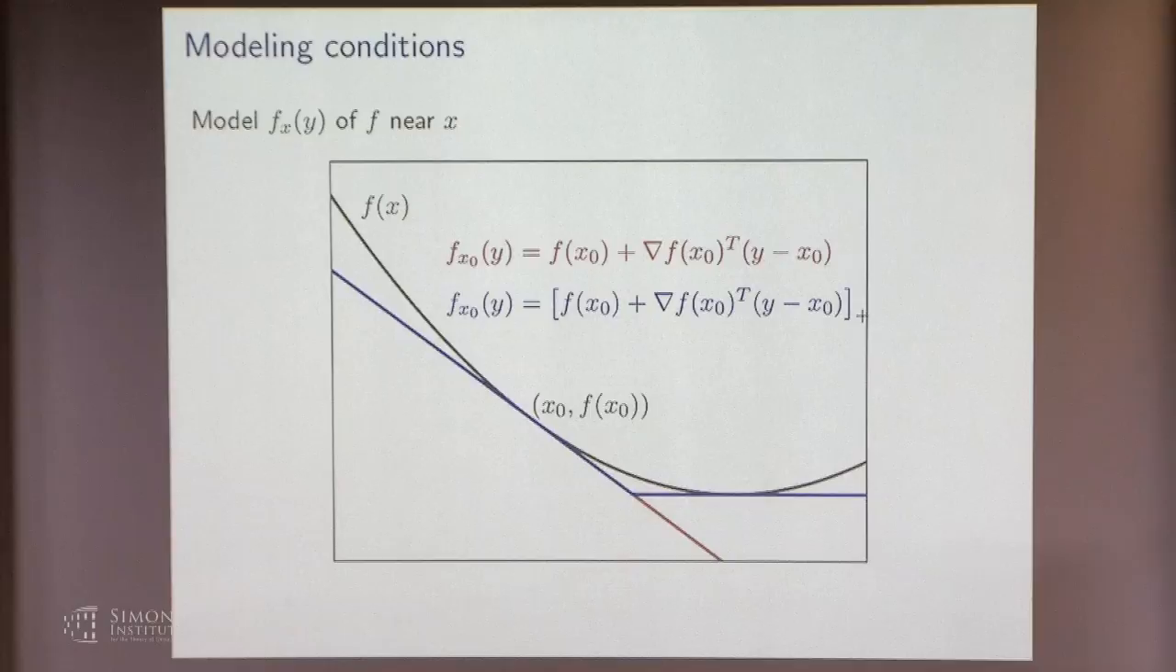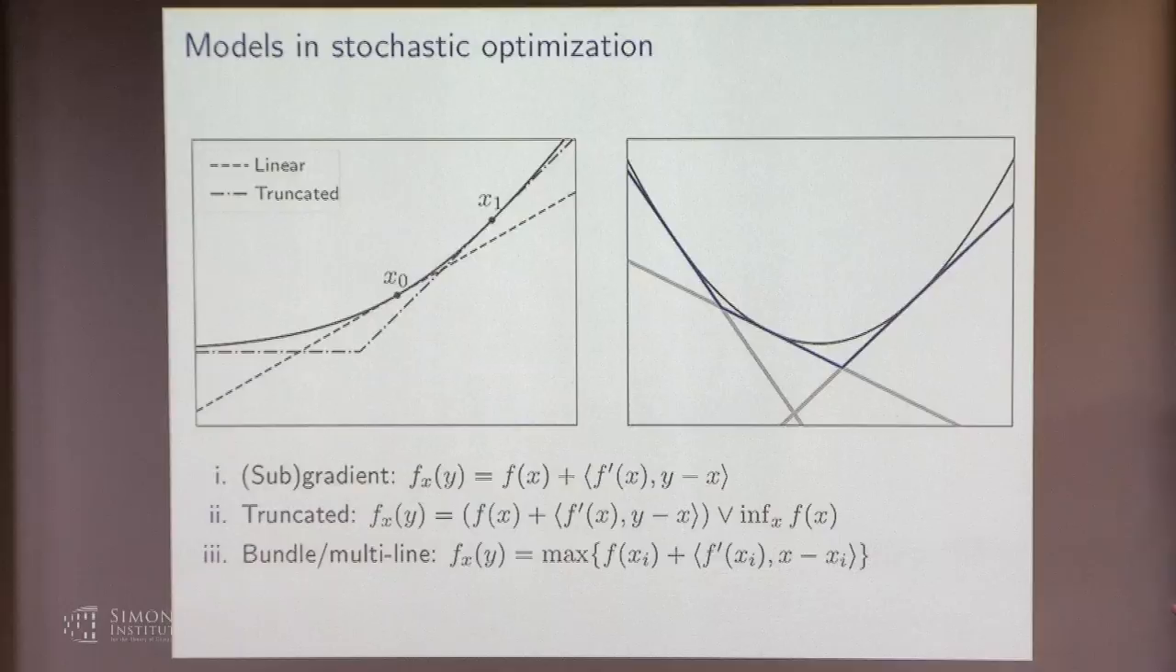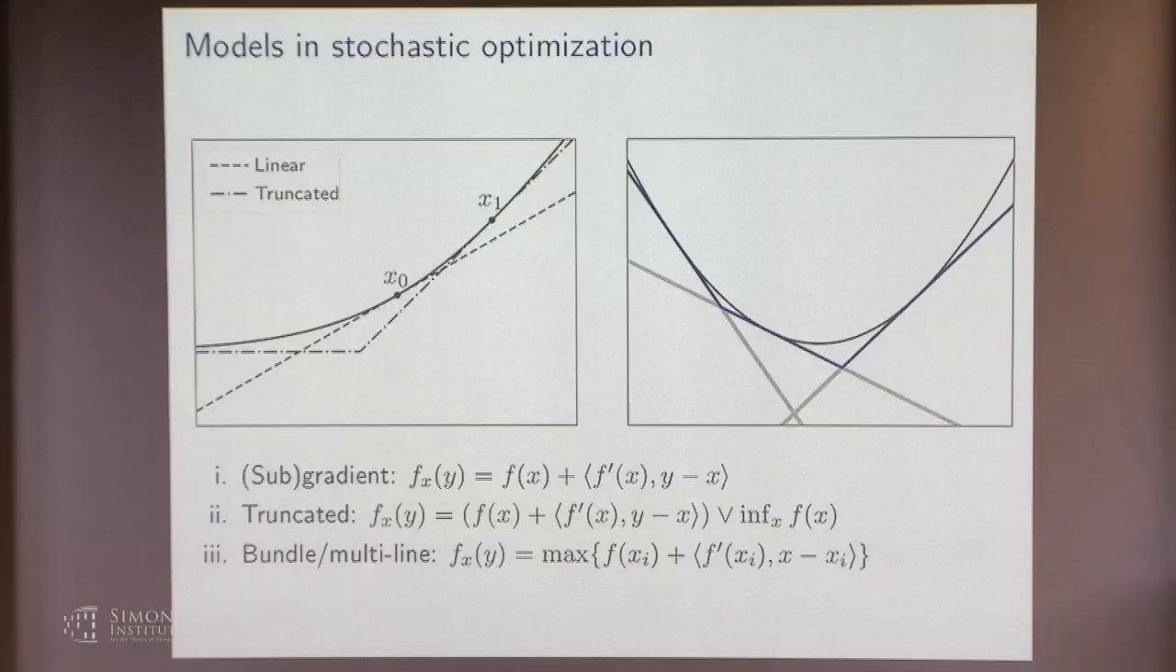Some alternatives: we've got our subgradient approximations, and these truncated approximations. You might take what's known as a bundle or multi-line approximation, where you compute subgradients of your function at a bunch of points, and then just take the maximum of all of these. There are all sorts of different approximations that you might consider using. All right, so that's what I mean when I say a model of a function. Any questions on these pictures?